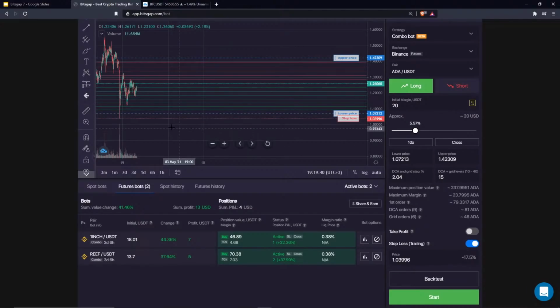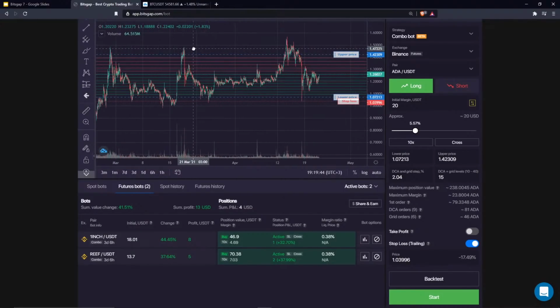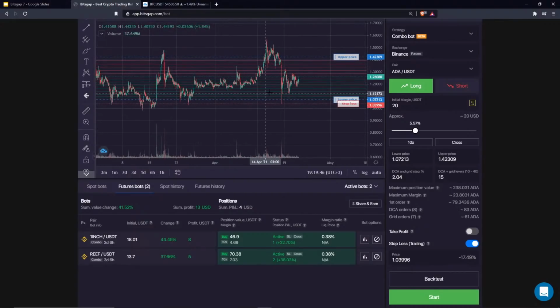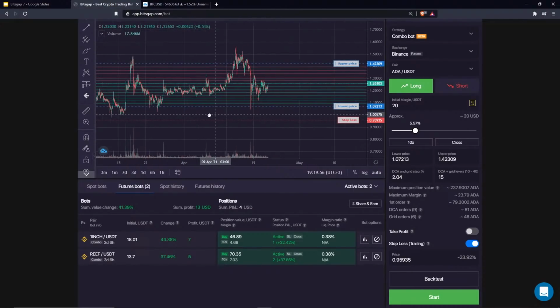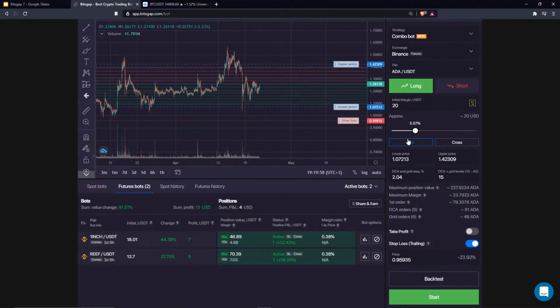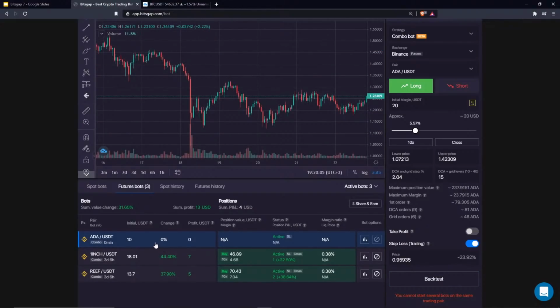Let's actually set the stop loss. So if you look at the chart, you will see that we have pretty much been trading close to the support line, but the price has successfully bounced off it. So I'm pretty confident to put the stop loss a bit below the support line. So this is the configuration you can use. Let's go start, and here we go.